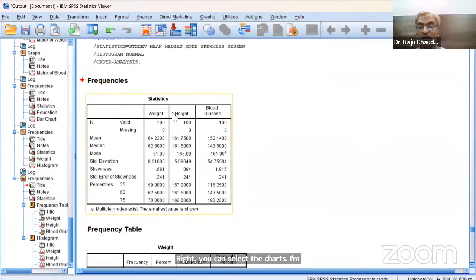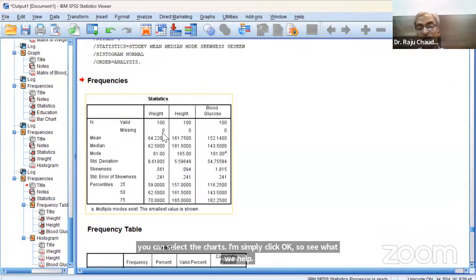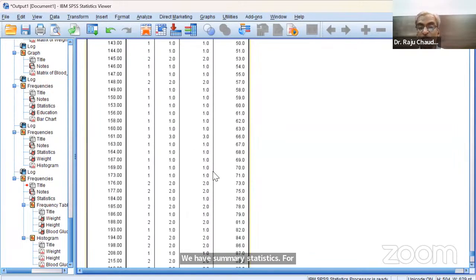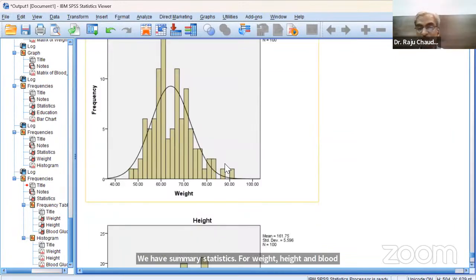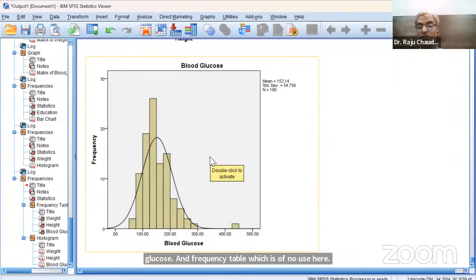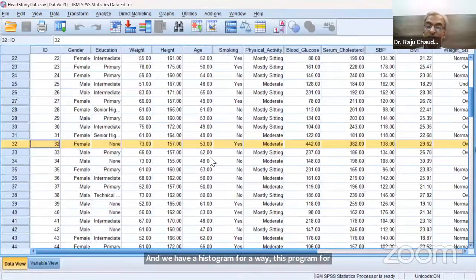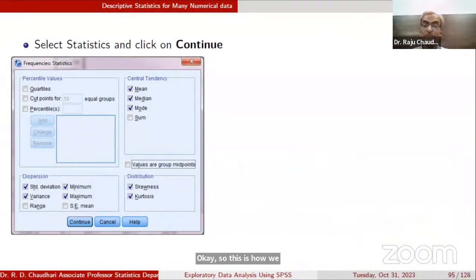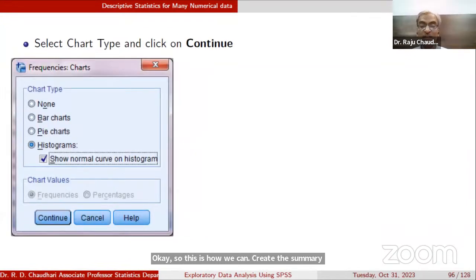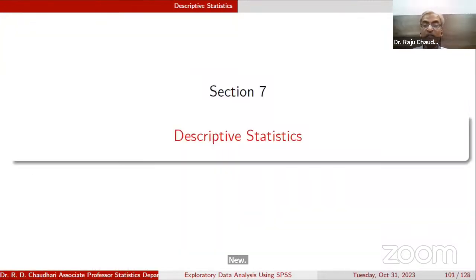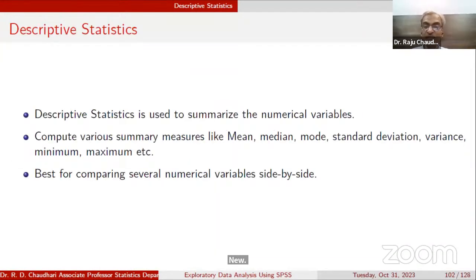So see what we have. We have summary statistics for weight, height, and blood glucose, and a frequency table, which is of no use here. And we have a histogram for weight, a histogram for height, a histogram for blood glucose. So this is how we can create summary measures, descriptive statistics, for more than one numerical variable.